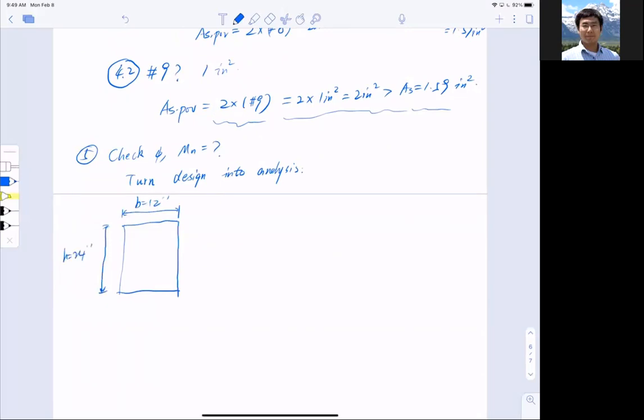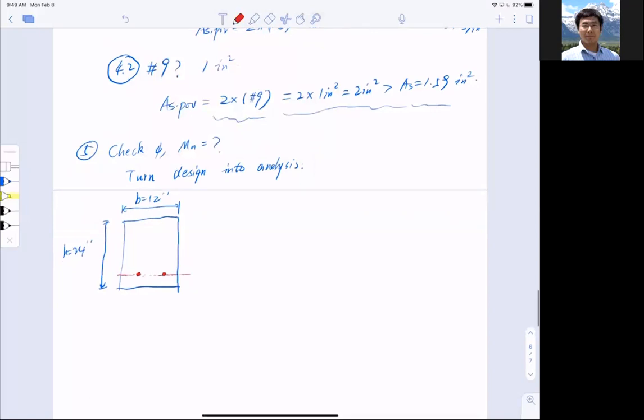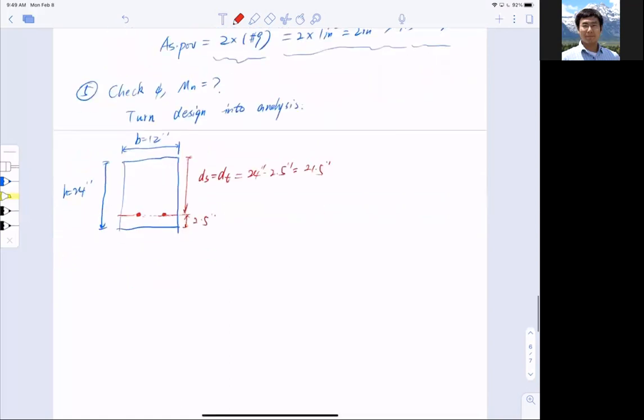And then I say I provide 2 number 9 bars at the bottom, 1 layer, okay? And even more specifically, I set the concrete cover between the center of this layer to the bottom here is 2.5 inch. So ds, in this case, because 1 layer also equal to dt, that is 24 minus 2.5 is 21.5 inch. So now the problem becomes an analysis problem.